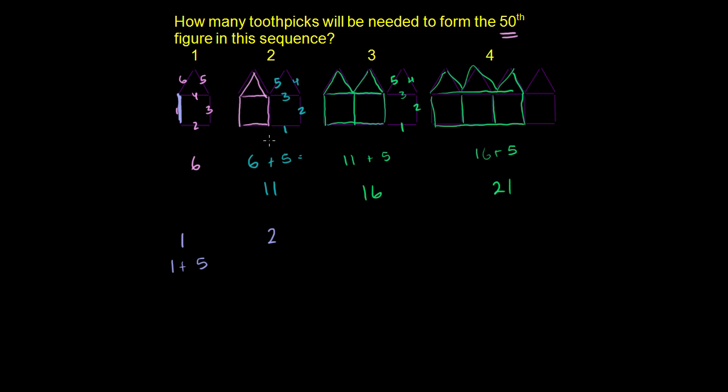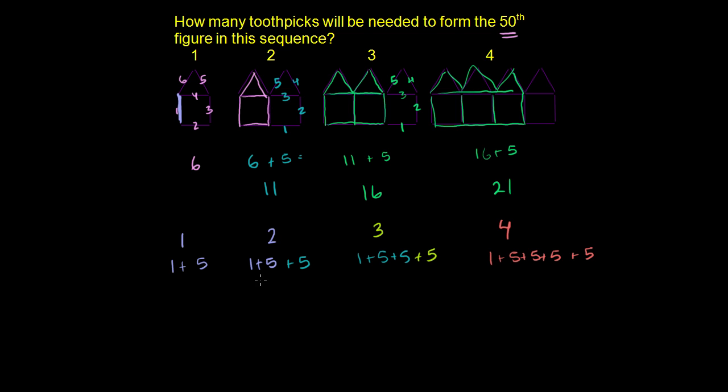Our second term in our sequence, what do we have? We have 6, which is 1 plus 5, plus another 5. And then our third term, we have all of this that we had in the second term, so 1 plus 5 plus 5, and then we have another 5. And then finally, in the fourth term, we have everything that we had in the third figure, so 1 plus 5 plus 5 plus 5, and then we add another 5. We add a fourth 5 right there.